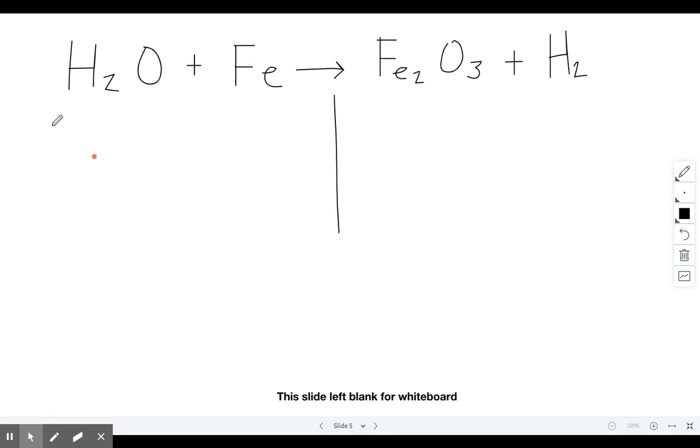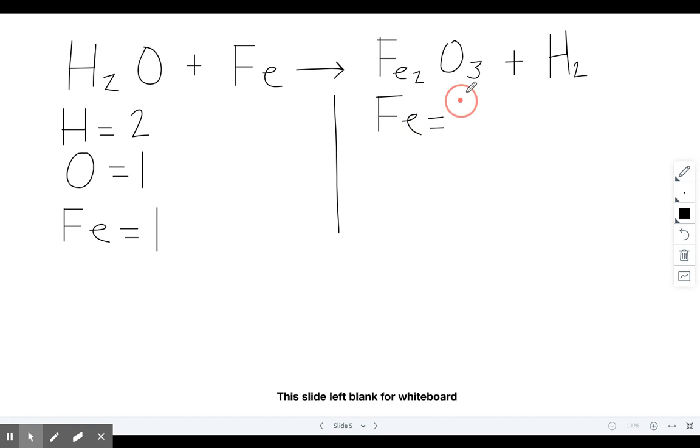So let me start counting. My hydrogen is 2. My oxygen is 1, no subscript there. And same with iron, it doesn't have any subscript, so there's just 1 iron. So it looks simple on this side. This side's more complicated on the products. My iron, I have 2. My oxygen, I have 3. And the hydrogen, I have 2. So everyone on this side has a subscript. I'm going to switch to my red. So my hydrogen is good. My oxygen and iron are bad.